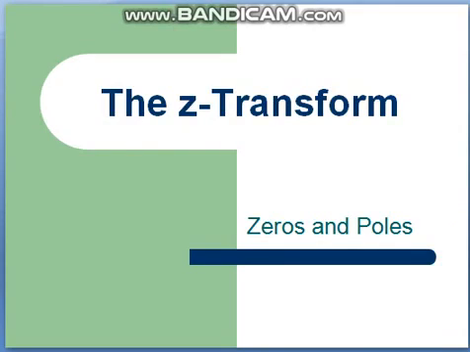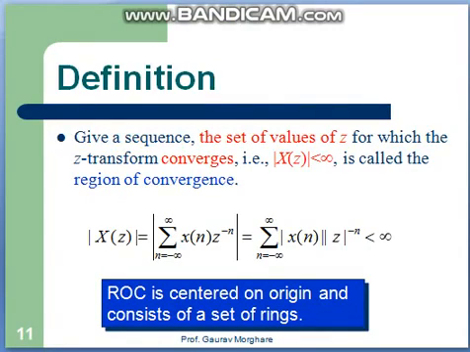Concepts of zeros and poles. So the concepts of zeros and poles are simple. We'll start with the Z transform concept. As I told you, the region of convergence is the set of those values of Z for which X of Z is finite.